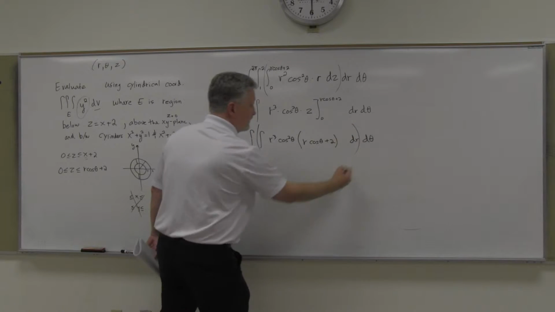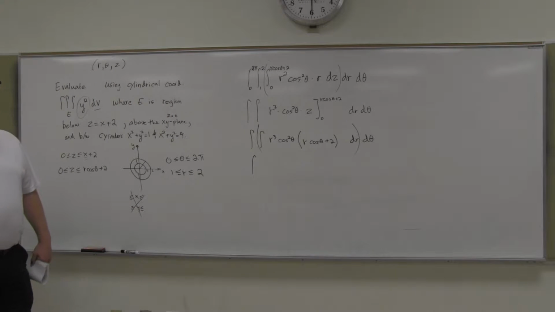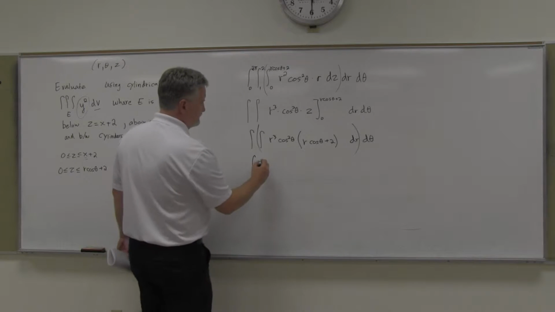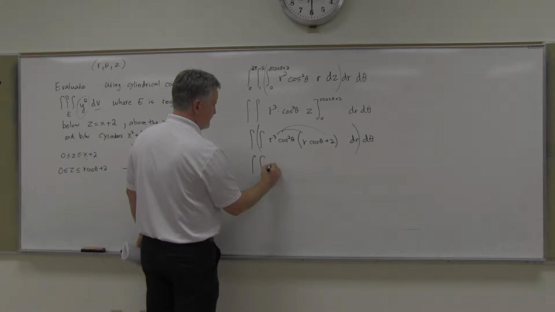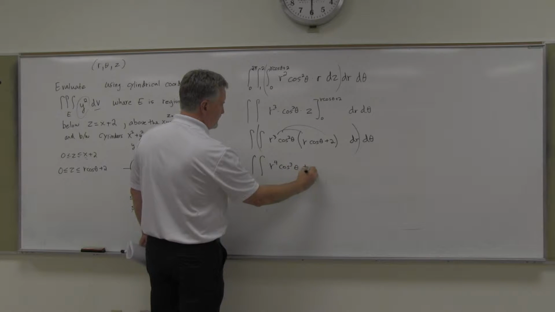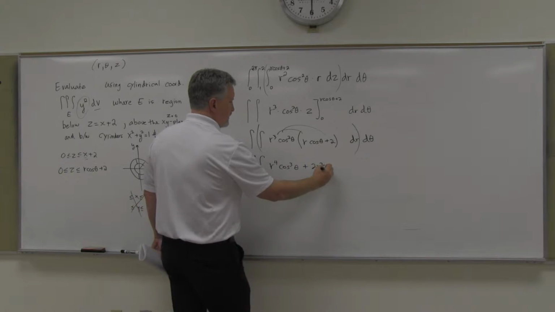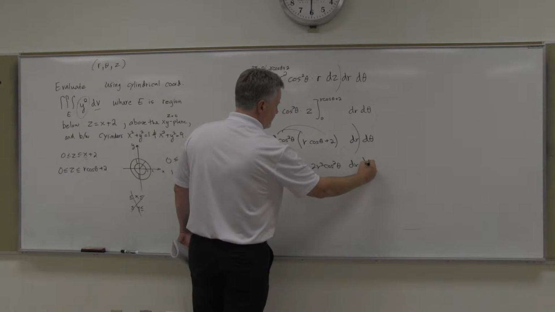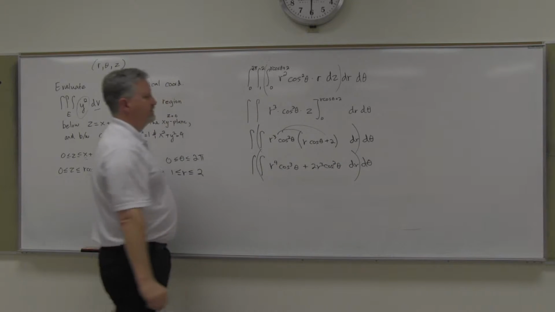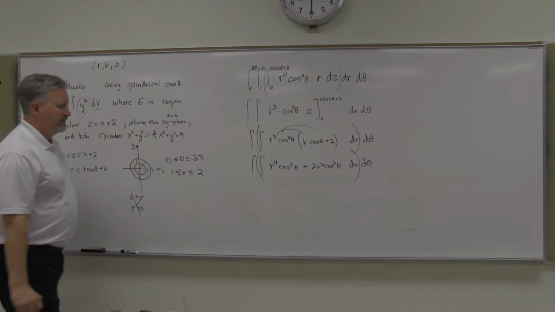Because next, what do we do? The r's? Well, we probably go ahead and multiply that in. So it'd be r to the 4th cosine cubed theta plus 2r cubed cosine squared theta. Yeah, then we'll do the antiderivative with r.